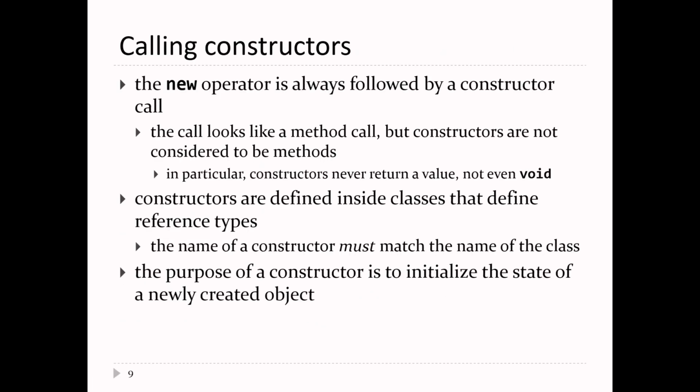Okay, so when you use new, you must call a constructor. The constructor always has the same name as the class that you're trying to make an object of. When you call the constructor, it looks exactly like calling a method, so it's a little bit confusing, because the language says constructors aren't methods. It's explicitly stated: a constructor is not a method. In particular, a constructor never returns a value, not even void. But they look a lot like methods.